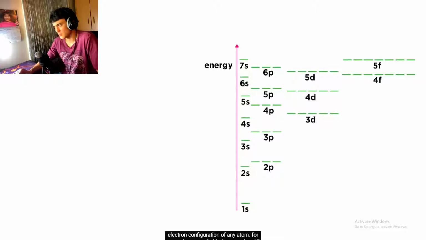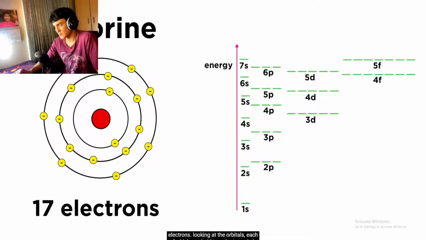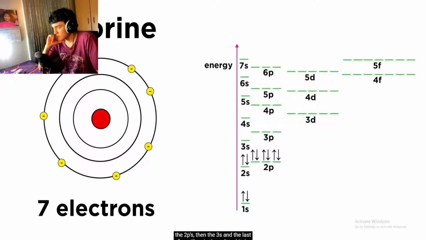For example, a neutral chlorine atom has 17 electrons. So looking at the orbitals, each of which can hold 2 electrons, let's fill them up starting at the lowest energy and then climb upwards. The 1s orbital gets 2 electrons, one spin up, the other spin down. Then the 2s, then the 2p's, then the 3s, and the last 5 will go in these 3p orbitals.